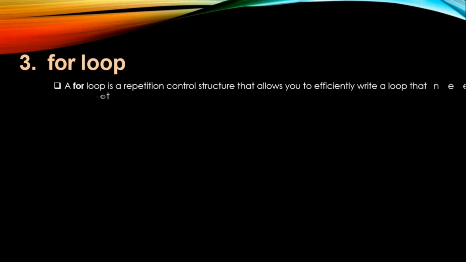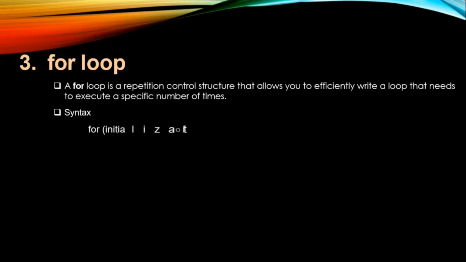A for loop is a repetition control structure that allows you to efficiently write a loop that needs to execute a specific number of times. Syntax is: for, open bracket, initialization semicolon, condition semicolon, increment, and close the bracket. Then open curly braces of the for loop, and write some statements. Close the curly braces of the for loop.